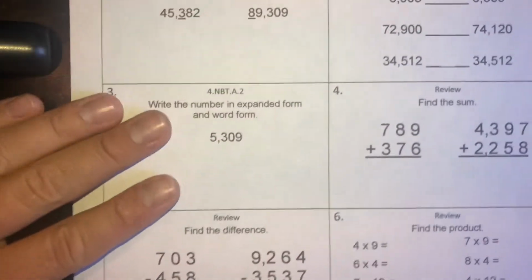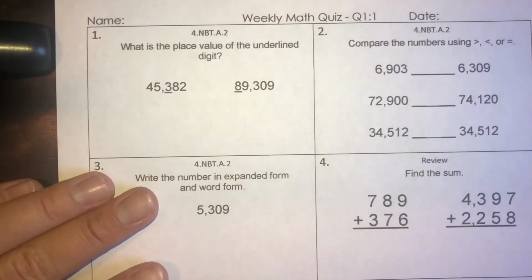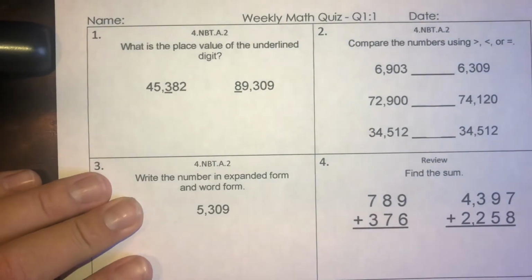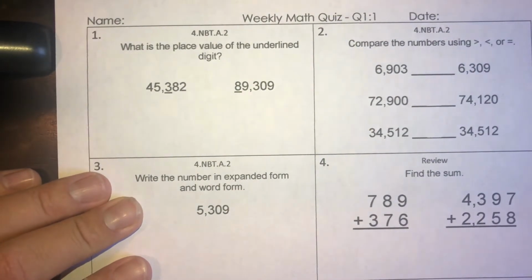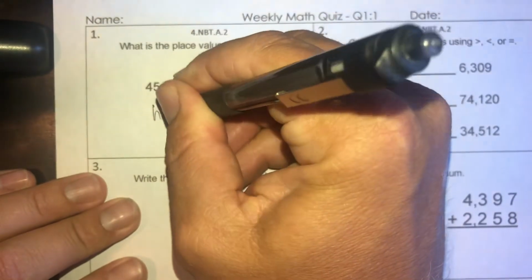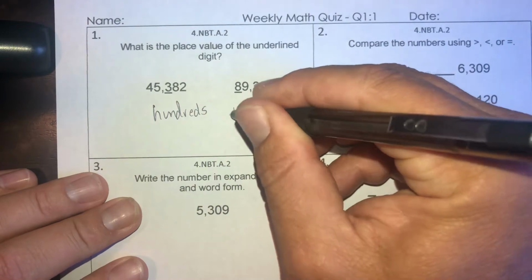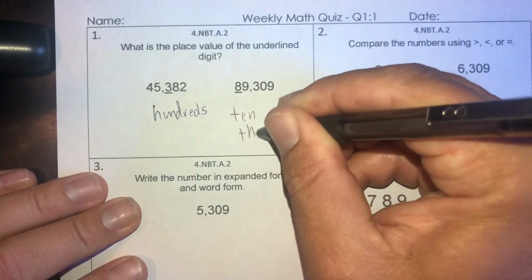Let's go ahead and take a look at the math here. What is the place value of the underlined digits? The place value here is hundreds. The place value here is the 10,000s place.